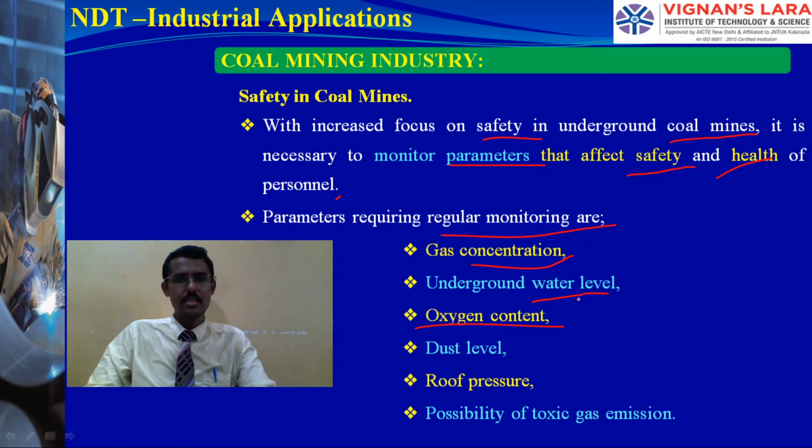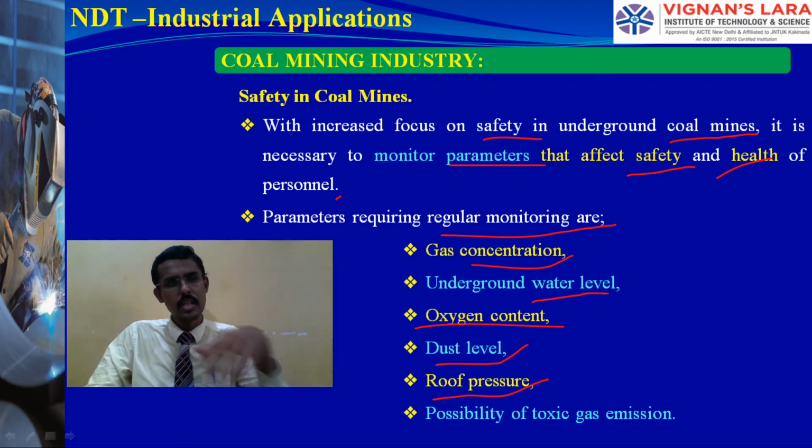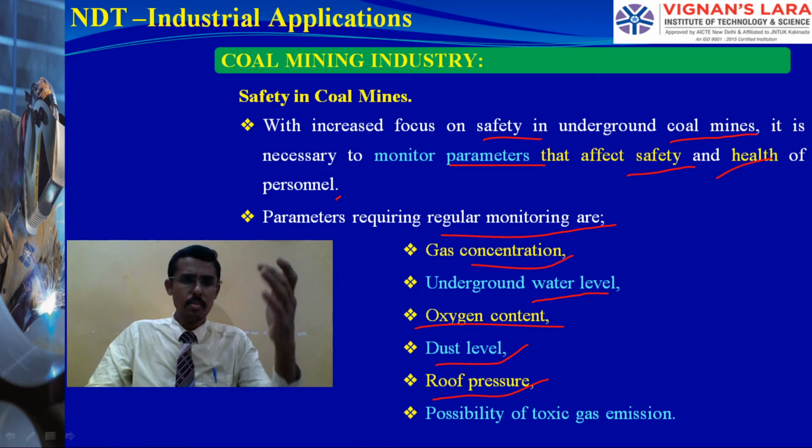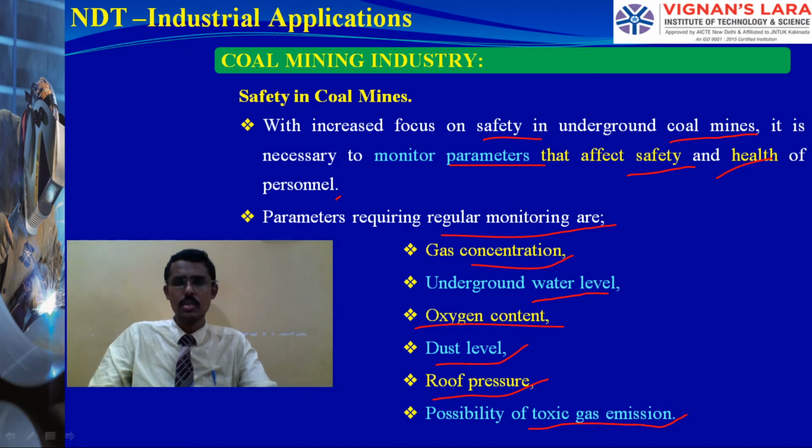Gas concentrations, underground water level, oxygen content, dust level, and how much roof pressure there is, how soon it may fall down. We keep on digging and going deeper, the rooftop may become imbalanced and it may fall down. Possibility of toxic gas emissions is also there. So these are the cases we have to remember while doing coal mining. Yes, this is irrespective of NDT techniques. All these points are in terms of safety.